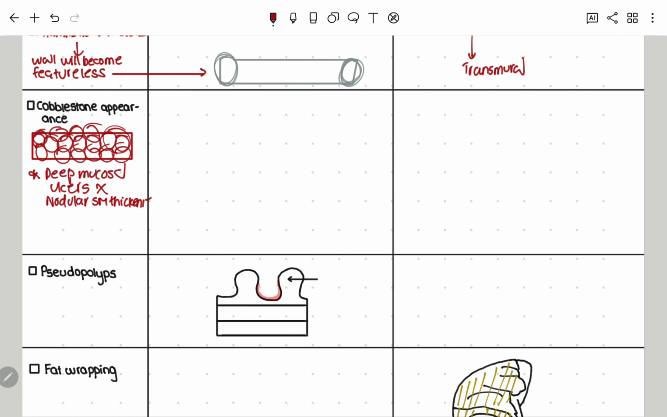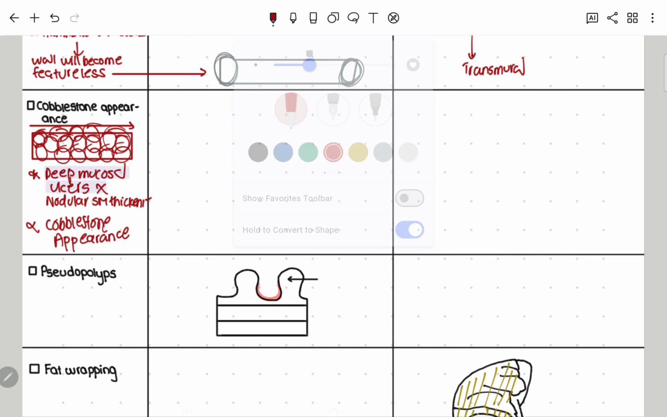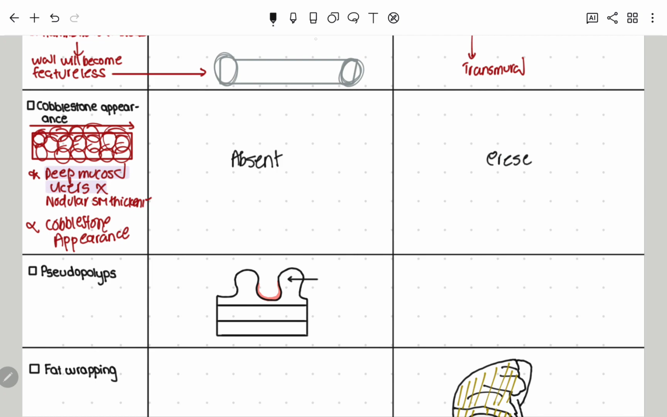What this basically means is that you have deep ulcers that are arranged longitudinally along the length of the bowel that is involved, and this results in this cobblestone appearance. A key giveaway here that I've already mentioned is deep mucosal ulcerations, and only one of these two diseases has relatively deeper ulcerations as compared to the other. So the cobblestone appearance is normally absent in ulcerative colitis, whereas it is usually present in Crohn's disease.